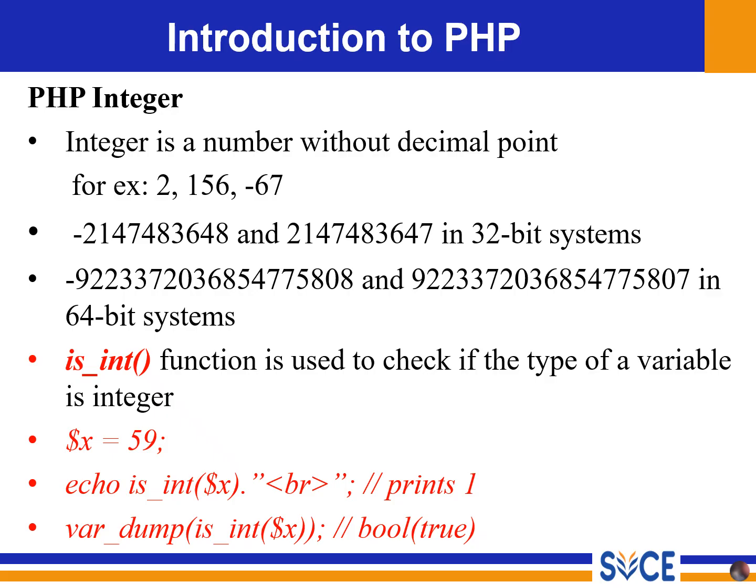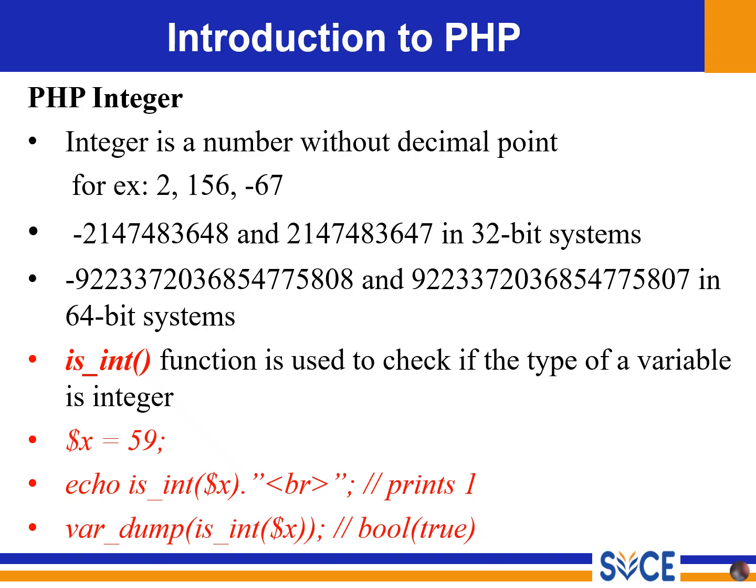The is_int function checks if its argument is an integer. If the argument is an integer, then it will return true, otherwise false. In the given example, 59 is assigned to $x. Then in the echo statement, is_int of $x evaluates to true because $x contains 59. It is an integer. The echo statement is used to output strings. When echo is used with the boolean true, it outputs 1. If it were false, it would output nothing. Therefore, echo is_int of $x will output 1.